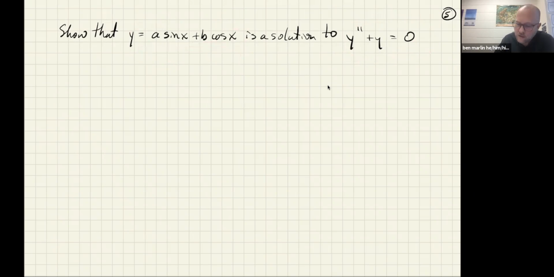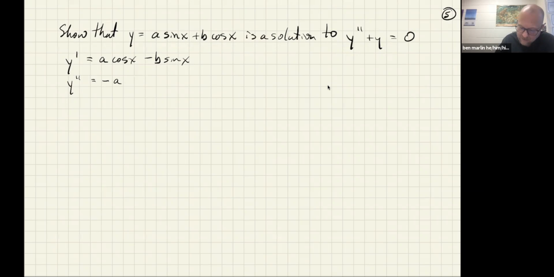So what you have to do is to start with one side and show that it turns out to be the other side. Always start with the complicated side, okay? So we're going to have to first figure out what y double prime is. But to get there, we have to get y prime. So y prime, a is just a constant. Derivative of sine is cosine. B is just a constant. And the derivative of cosine is negative sine.